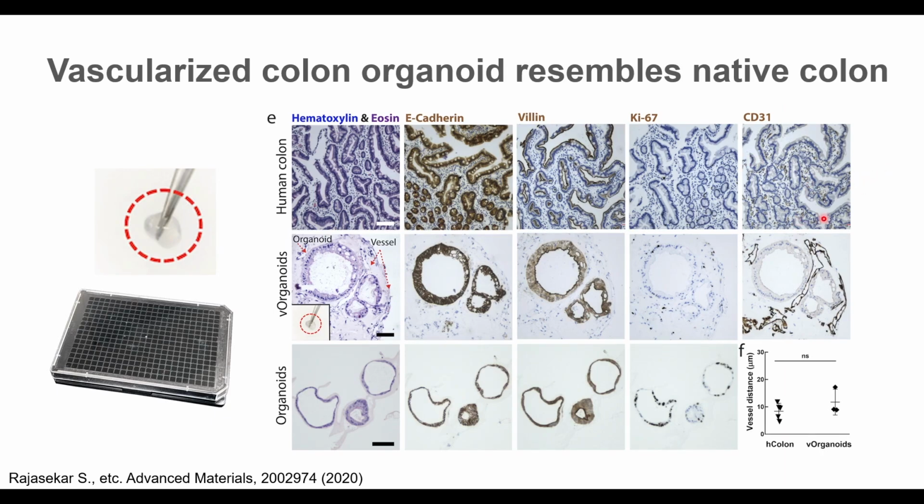The blood vessels in the native colon are also in close proximity to the colon epithelial cells, and you don't get that kind of vasculature in the traditional organoid matrix dome culture.